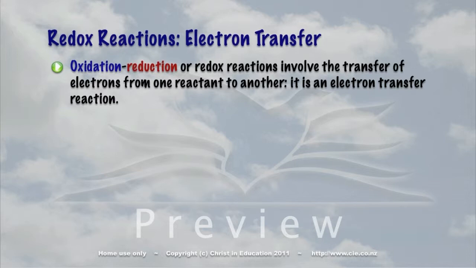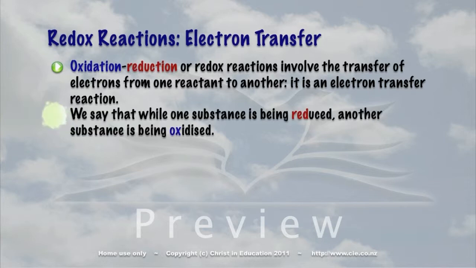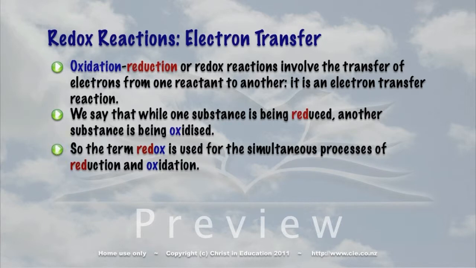Oxidation reduction, or redox reactions for short, involve the transfer of electrons from one reactant to another. It is an electron transfer reaction, and it is very, very important that you remember that from the start. So a redox reaction is an electron transfer reaction. Now we say that while one substance is being reduced, another substance is being oxidized. In other words, they both happen at the same time and they both have to happen. So the term redox is used for the simultaneous processes of reduction and oxidation.